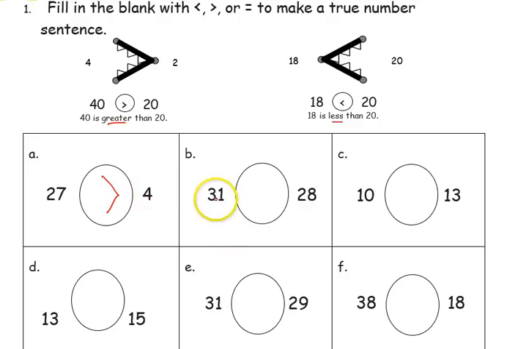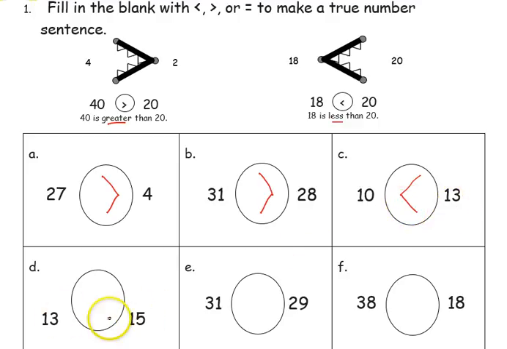Moving across to problem B, I have 31 and 28. 31 is the larger number, so we'll write the greater than symbol. 31 is greater than 28. In question C, I'm comparing 10 to 13. 10 is smaller than 13, so I will use the less than symbol. And I would read my statement as 10 is less than 13.